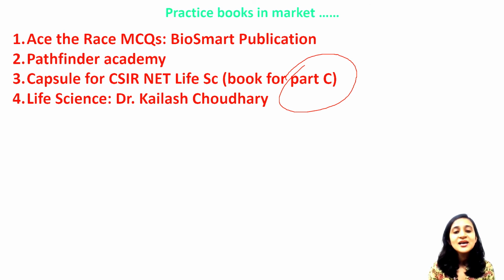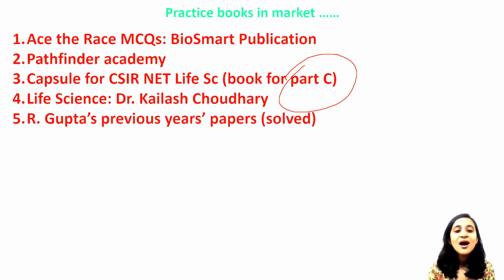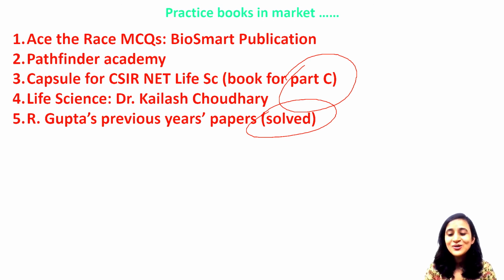Fourth is Life Science by Dr. Kailash Chaudhary. And fifth is R. Gupta's previous year papers solved. These are the 5 books I have mentioned here, but apart from these you will get plenty of books in the market. You can get those from the market, or otherwise you can get these 5 books on Amazon also. So this is all about the books for CSIR NET.